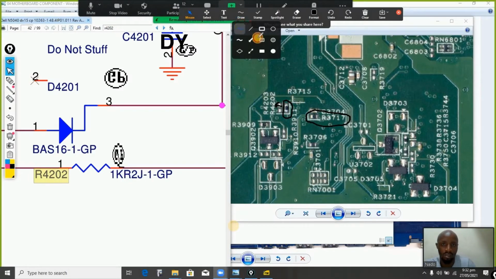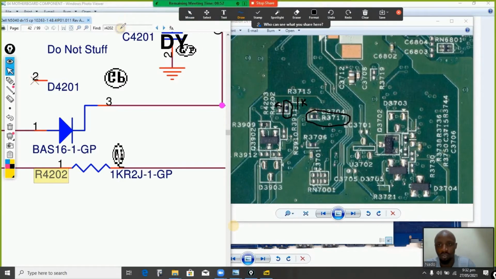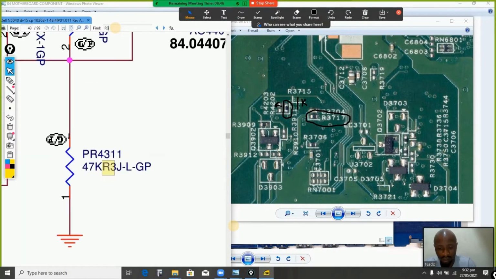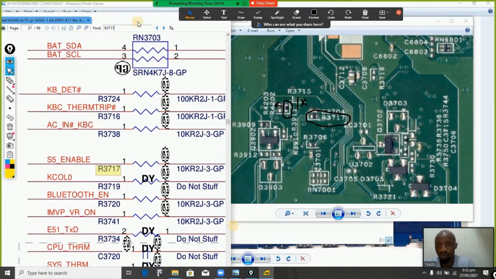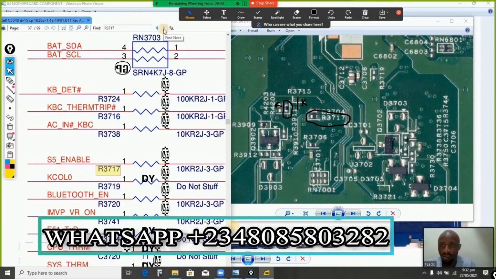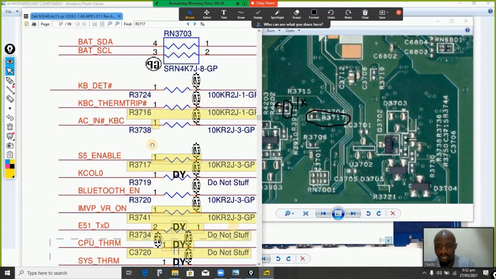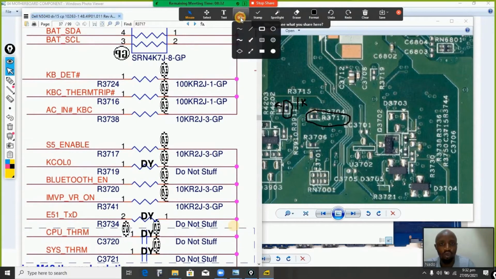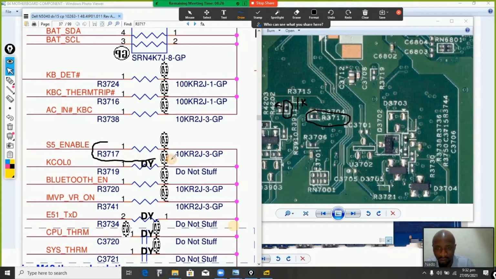Let me write it there. This one is 1K. So the next one we are checking now is R3717. This is it here. If you check the value of this one, this particular resistor's value is higher than the other resistor. This one is 10K. As you can see, 10K resistor, that is the K. This is the symbol, this is the value, and this one is 10K.